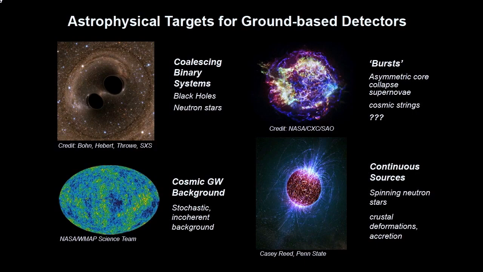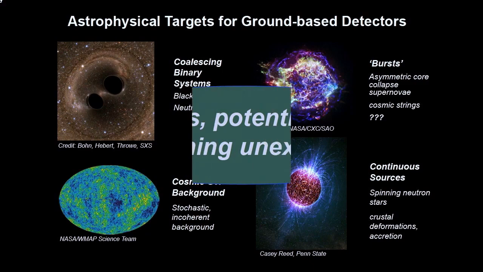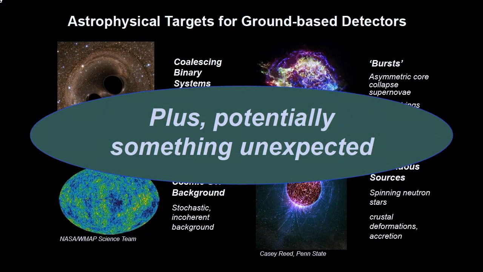And of course, if you have more than one detector, you can cross-correlate them and start looking at the cosmic microwave background. This is certainly a long shot in our current detectors because the sensitivity is nowhere near where it probably needs to be. And of course, there's always a potential to see something completely unexpected.